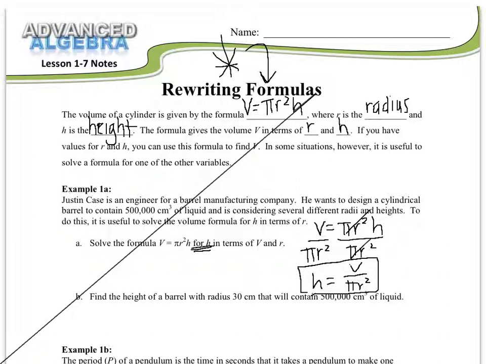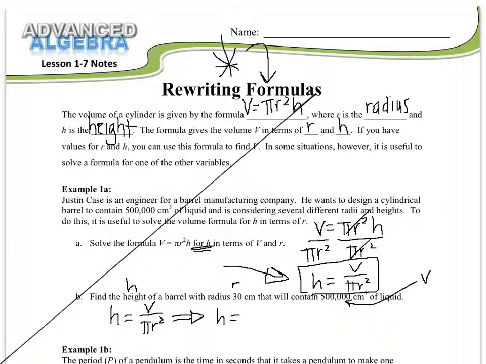Now they want you to find the height of a barrel with a radius of 30 centimeters that will contain 500,000 cubic centimeters of liquid. So we know R, and they just gave us the volume. What we don't know is the height. They want you to solve for h, or that height. So we're going to use that formula we just created, that height one. And we can say h equals volume divided by pi r squared.